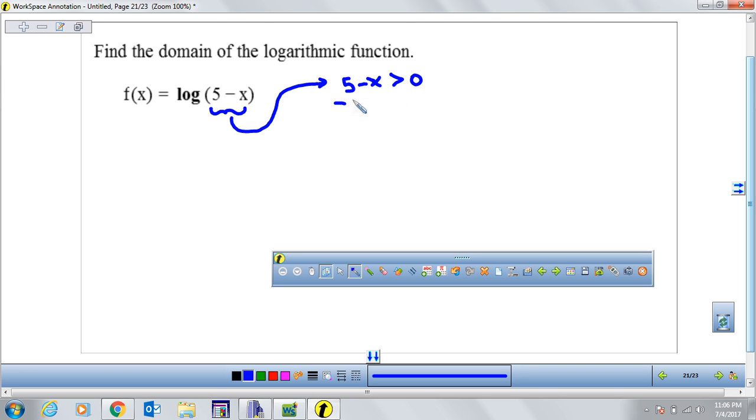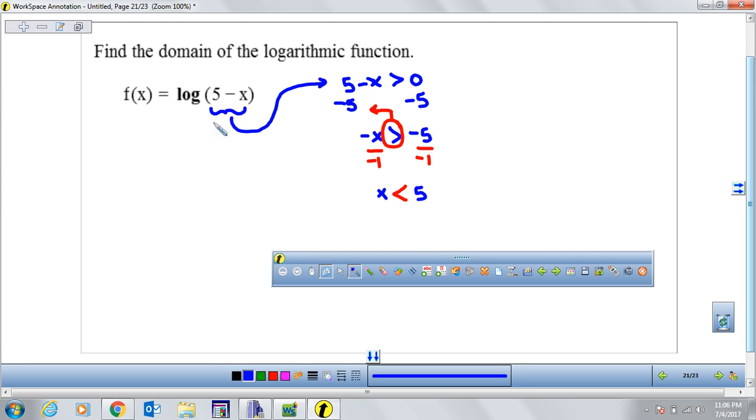If I want to solve for x, I can subtract the 5 from both sides. That gives me negative x is greater than negative 5. And then to leave the x by itself, I have to divide both sides by negative 1. But keep in mind that anytime we divide an inequality by a negative number on both sides, or multiply it by a negative, the inequality symbol changes to the other direction. So this is going to be x is less than positive 5. So that's what the domain of this function is going to be.